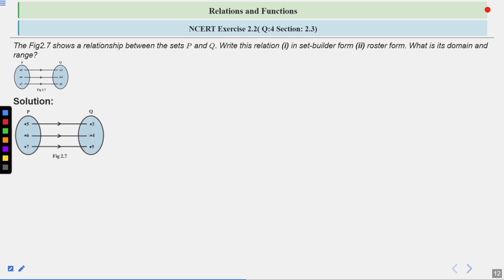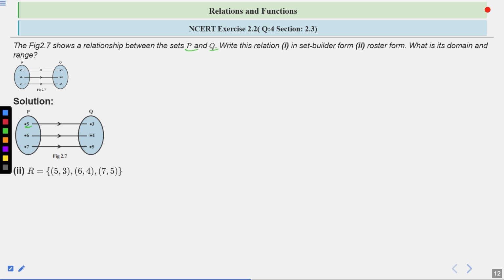The same arrow diagram. Now the roster form, very simple. What you are going to do is collect in roster form. What you have to collect is ordered pairs. How are you going to form your ordered pairs? Quite simple. This set is from where to where?